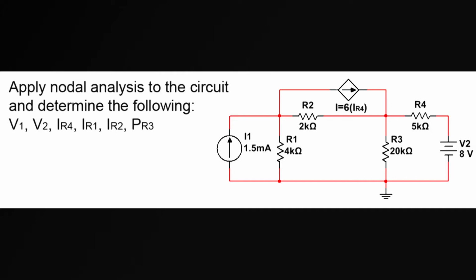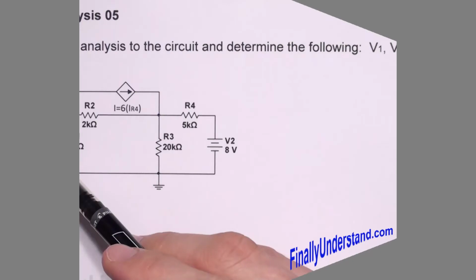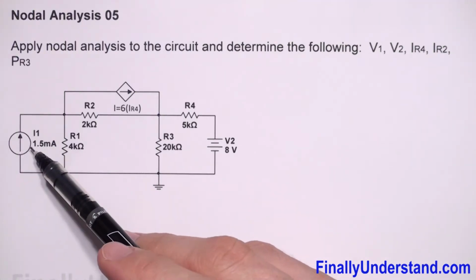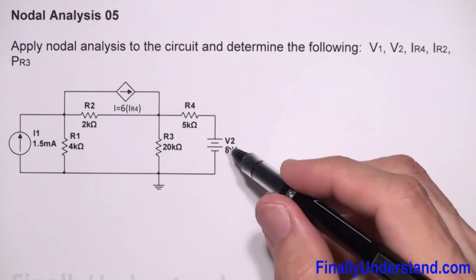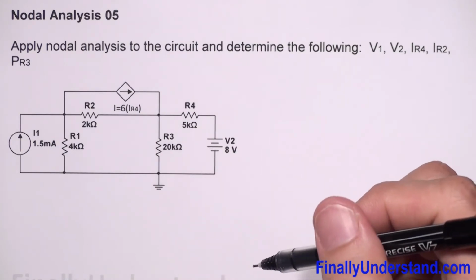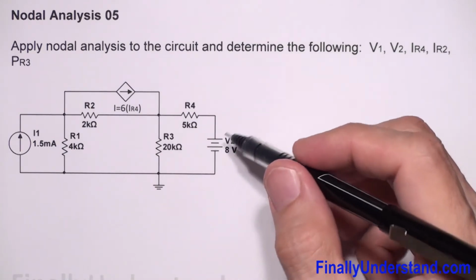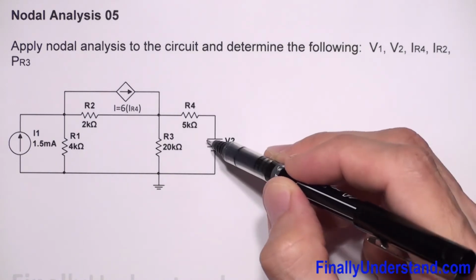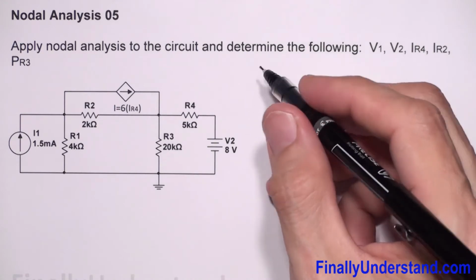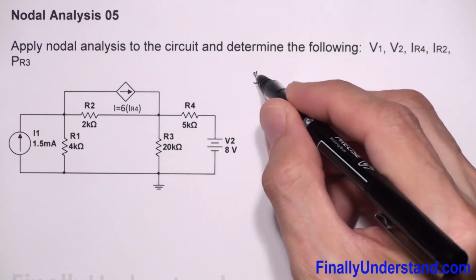Let's take a look at this example. Please notice that in this example we have an independent current source, a dependent current source, and a voltage source. So I'm going to convert my voltage source to a current source first. Okay, so I'm going to find I2.